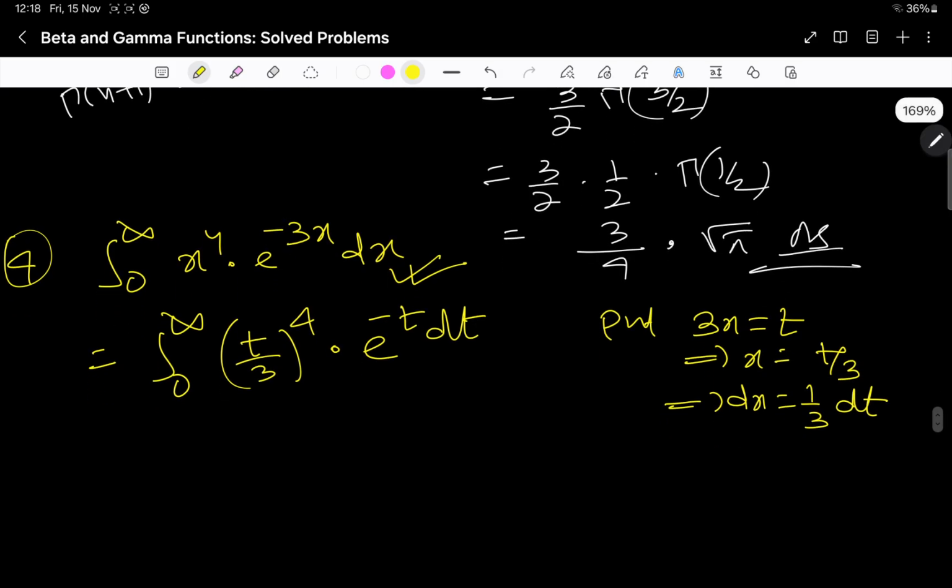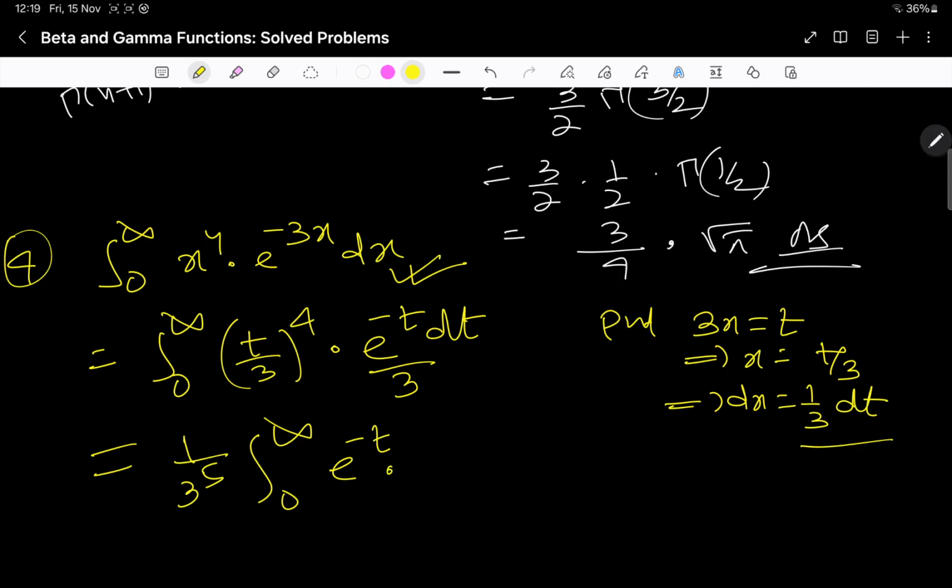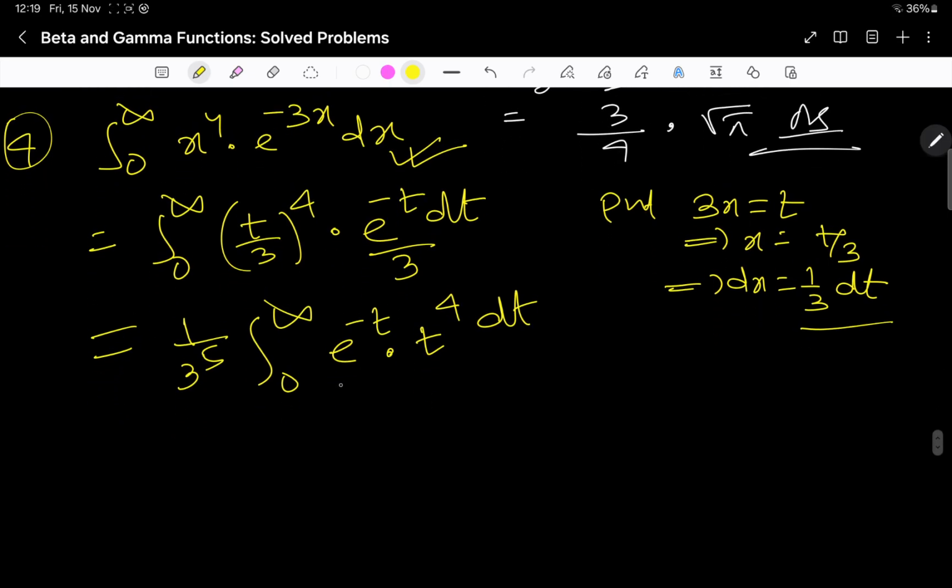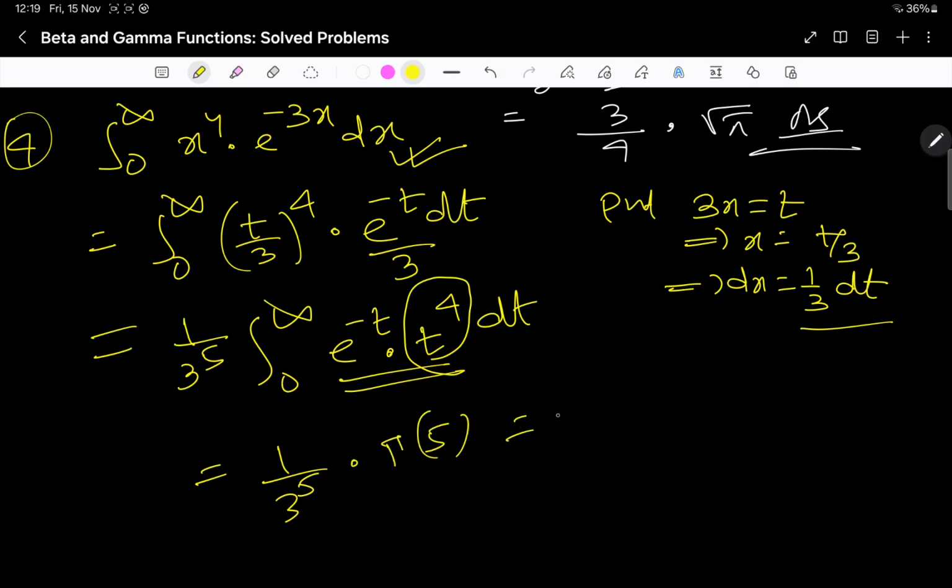So this is equal to, here dx is dt by 3, so one more 3 is here. Now bringing 3 outside, 3 to the power 5, the integral from 0 to infinity of e to the power minus t, t to the power 4 dt, isn't it? So it is now of this gamma function form. Now the power being 4, it will be 1 by 3 to the power 5 into gamma of 5. So gamma of 5 is 4 factorial divided by 3 to the power 5. So it is your answer.